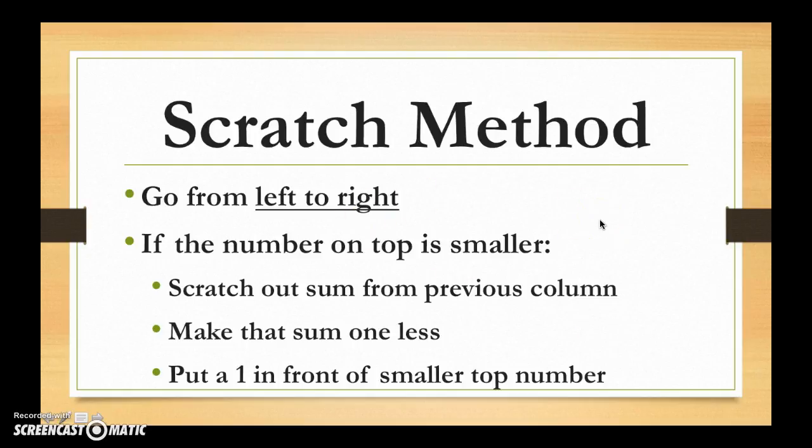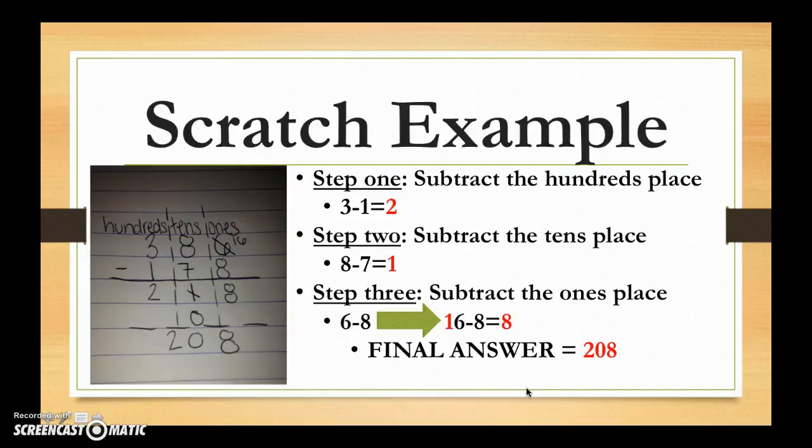Scratch method. And again, for scratch, you are always going to go from the left to the right. If the number on the top is smaller in the top column, then you are going to scratch out the sum from the previous column and make that sum 1 less, and then put a 1 in front of the smaller number in the top column. Scratch example. Here we are subtracting 386 minus 178.